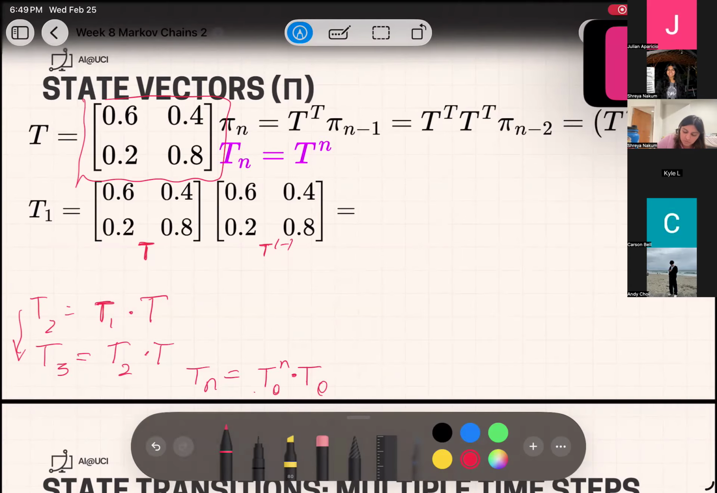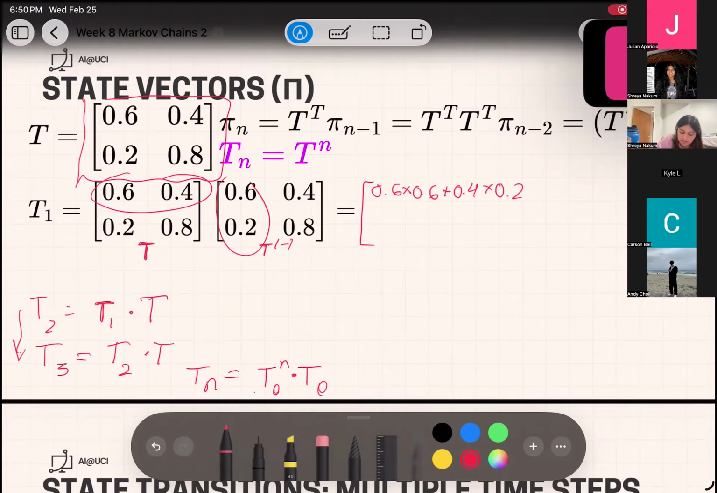We're gonna multiply these two out to figure out what it is. The only matrix multiplication we're gonna do here. That's it. So at T1 is just going to be these multiplied together. So it'll be this one times that one, 0.6 times 0.6, plus 0.4 times 0.2, right?